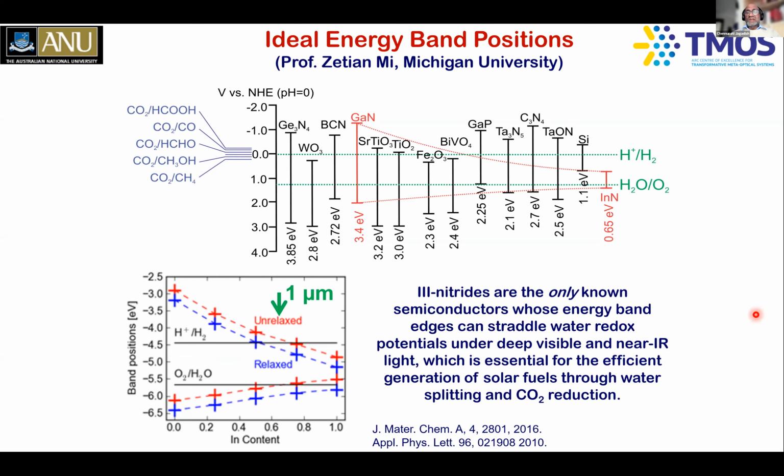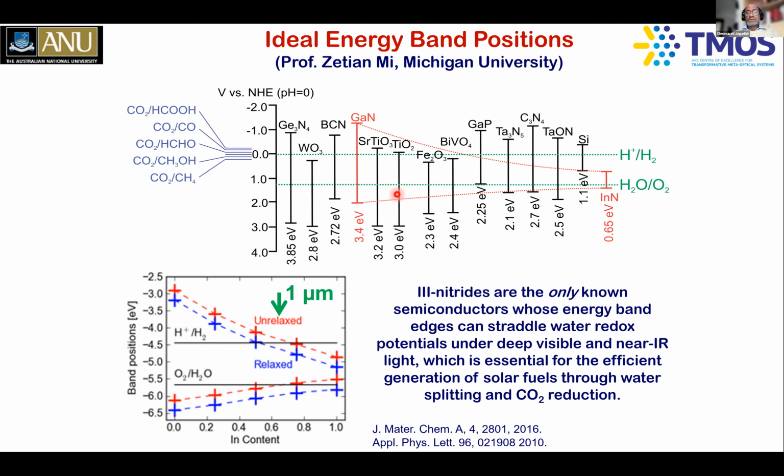So we've looked at a wide variety of materials to find which are the best. In fact, there's a plot which I borrowed from Professor Zeti, my collaborator from Michigan University. They've looked at what types of materials we can make use of. One of the requirements is that the band gap of the semiconductor is such that the redox potentials of water should be within the band gap of the semiconductor. So you can see that gallium nitride is very good because the redox potentials of water are in the band gap here.